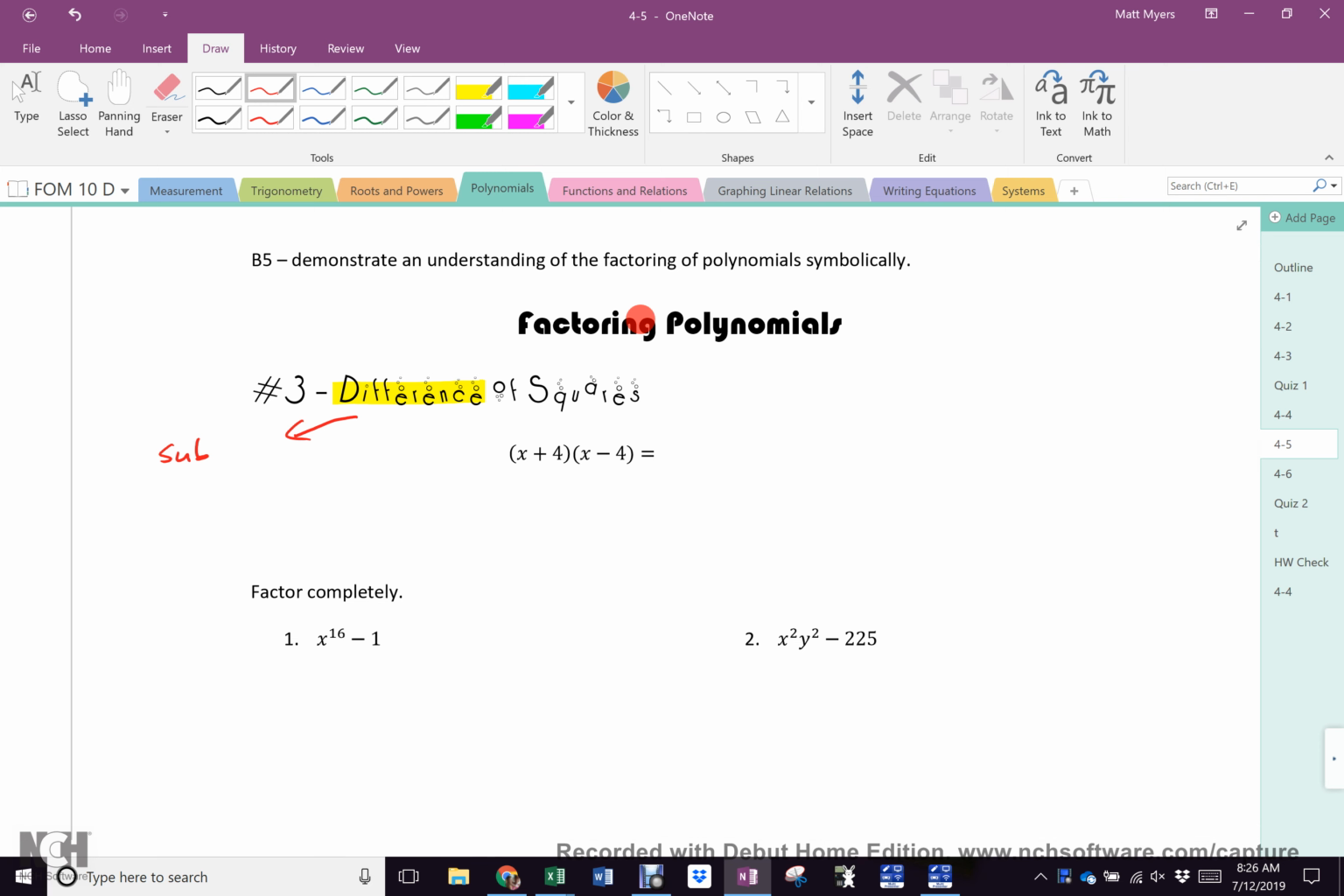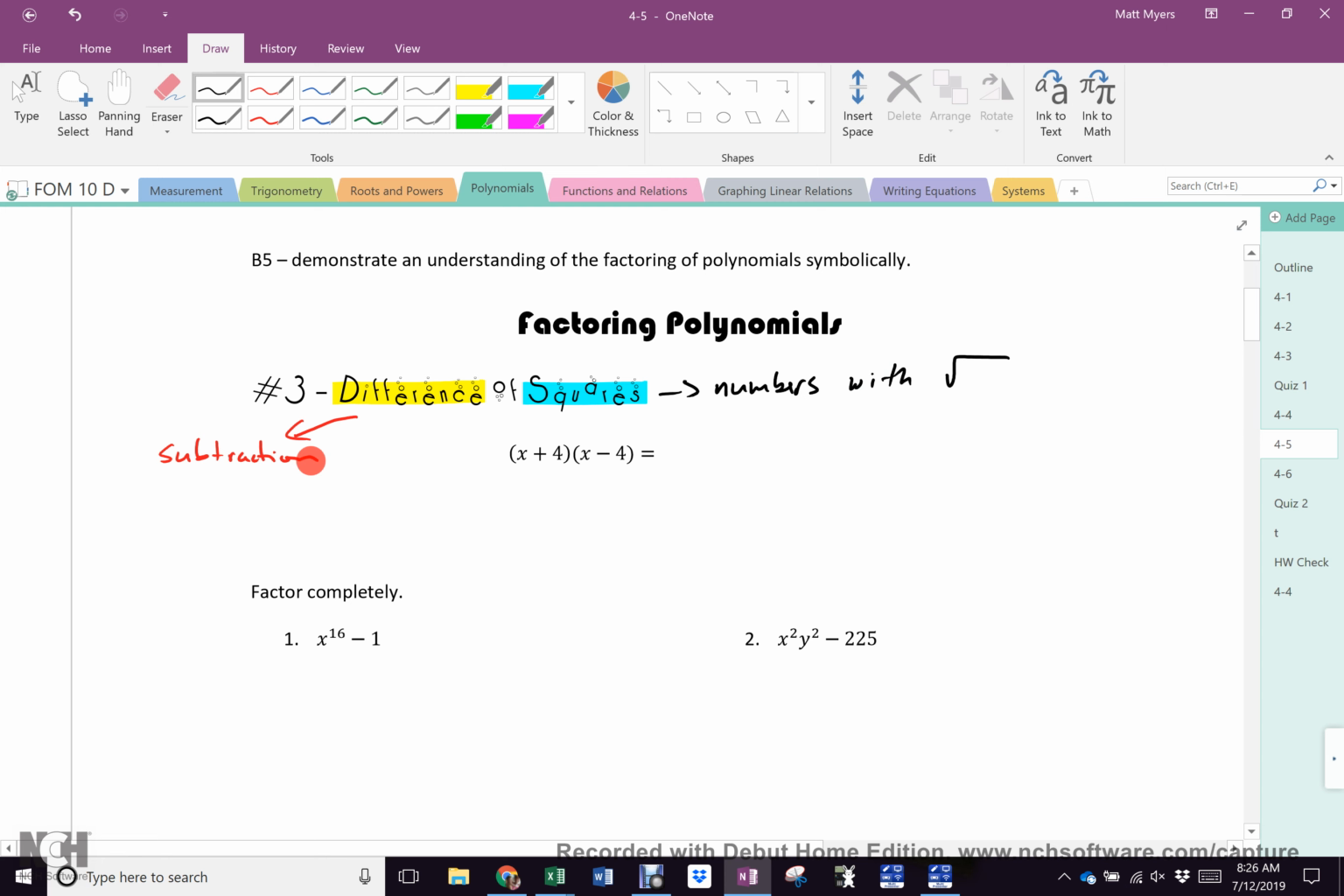Yeah. So subtraction. And, of course, squares are numbers with square roots, right? So if you have the subtraction of two perfect squares, you have what we're going to do here. And all of you already know this.